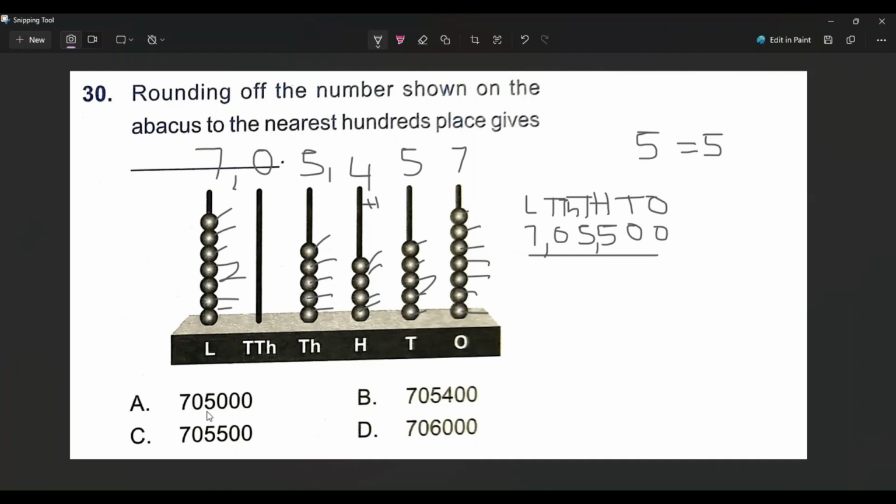Option A, 7 lakh 5,000, wrong. Option B, 7 lakh 5,400, wrong. Option C, 7 lakh 5,500, is the correct answer, children.